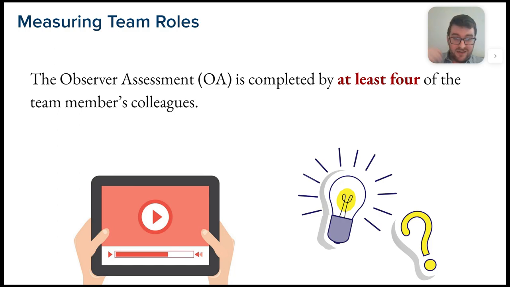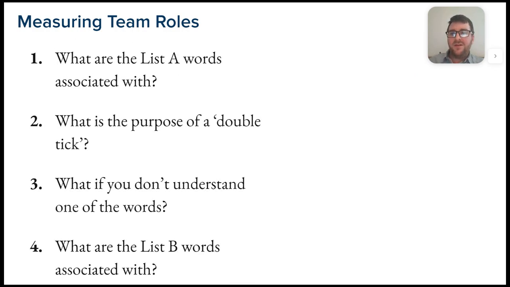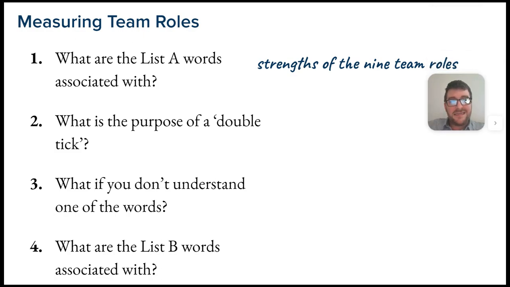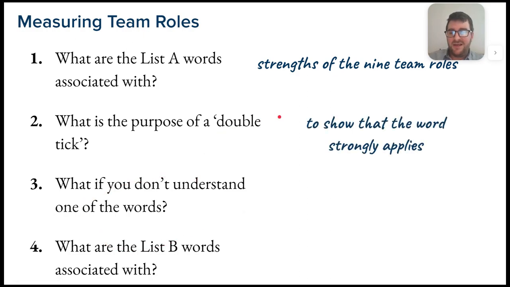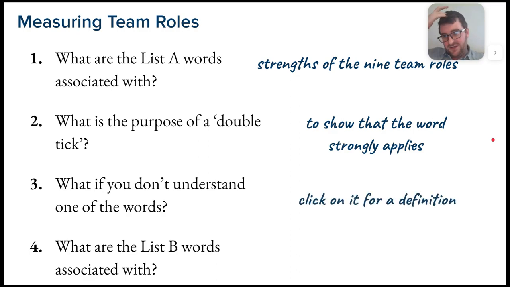The observer assessment, like I said, should be completed by at least 4 of the team members' colleagues, and it's a completely different system. They have 2 lists of words, list A, list B. The list A words are associated with strengths of the 9 team roles. The person filling it out should tick if they believe that strength applies to the team member who they are observing. They can do a double tick if they think it really applies, strongly applies. If they don't understand any of the words, they can click on it and they will get a definition.